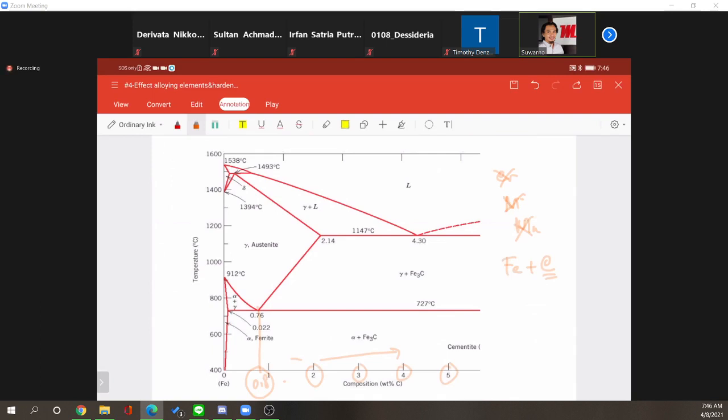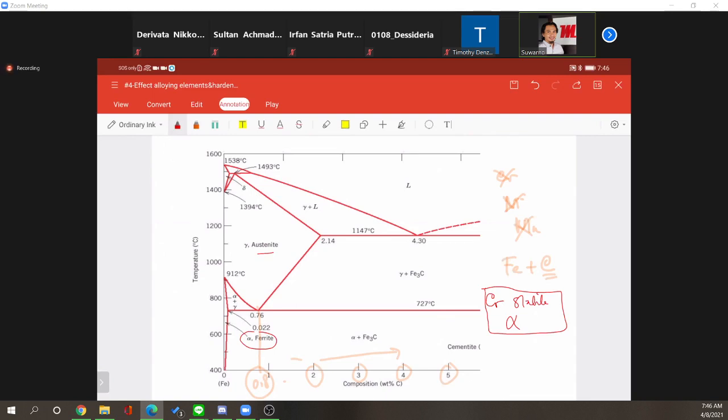From the previous slide, we understand that chromium is stabilizing ferrite. What does it mean? Chromium will stabilize ferrite. It means that chromium will make the area of alpha, which is ferrite, wider, which means they like to form ferrite rather than austenite. So the area of austenite will be shrinking if you add more chromium.